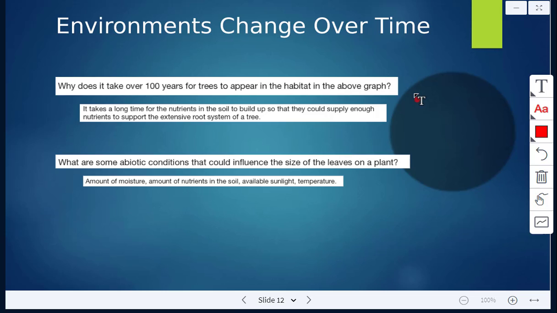Question here: why does it take over 100 years for trees to appear in the habitat in that graph we just looked at? The reason is it takes a long time for nutrients to build up in the soil so that they can supply enough nutrients to support the extensive root system of a tree. Second question: what are some abiotic conditions that could influence the size of the leaves on a plant? Lots of abiotic conditions, like amount of moisture, amount of nutrients in the soil, available sunlight, and even temperature and climate.